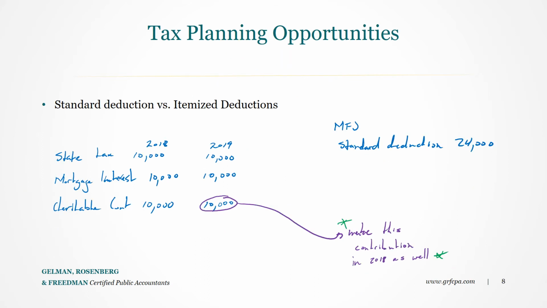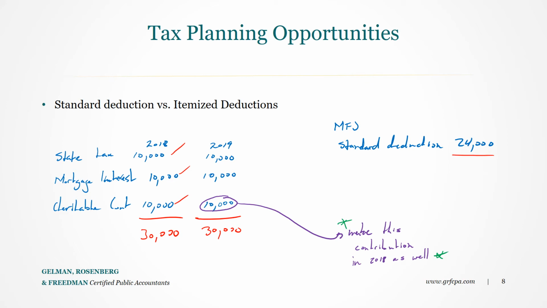Our final tax planning technique, and I'm not going to spend all that much time on this one, is the idea of front-loading your charitable contributions. So in tax year 2018, we have the taxpayer paying state income tax of $10,000, mortgage interest of $10,000, charitable contributions of $10,000 for a total of $30,000. In 2019, they're doing the same thing. The standard deduction is $24,000. So their itemized deductions are only $6,000 higher than their standard deduction.